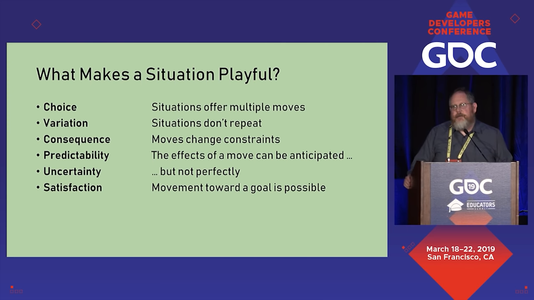They need to be predictable. When we choose moves, we need to have a reason to choose one move over another. We need to feel like we are accomplishing something when we choose moves in a situation.